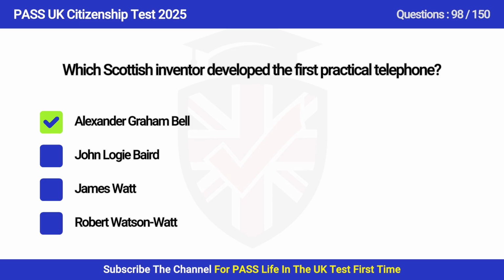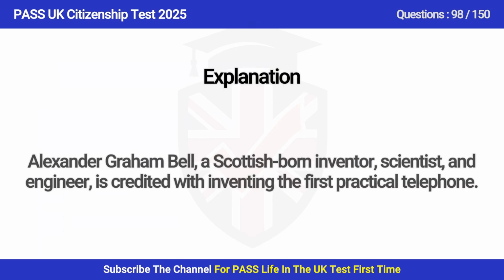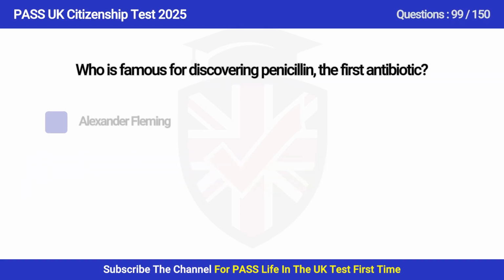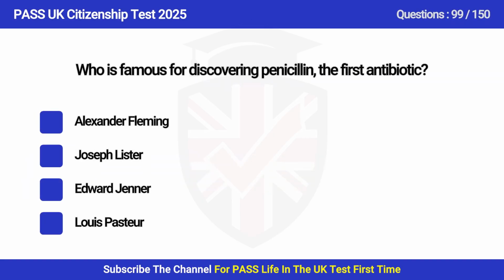The answer is A. Alexander Graham Bell. Alexander Graham Bell, a Scottish-born inventor, scientist and engineer, is credited with inventing the first practical telephone. Question 99. Who is famous for discovering penicillin, the first antibiotic? A. Alexander Fleming. B. Joseph Lister. C. Edward Jenner. D. Louis Pasteur.